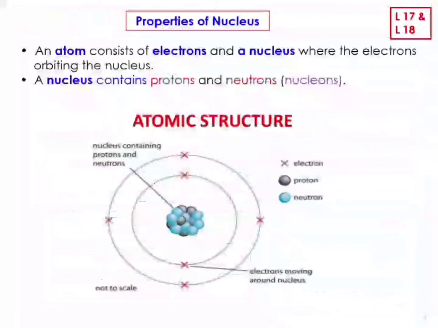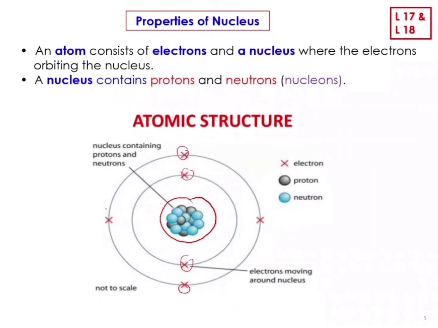Okay, so let's look at the properties of the nucleus. Which one is the nucleus? The nucleus in the middle. The nucleus contains proton and neutron. The blue colour is the neutron, and the black colour is the proton. The combination of proton and neutron is the nucleon, or that is the nucleus. The electrons are the ones on the outside. This is the electron.